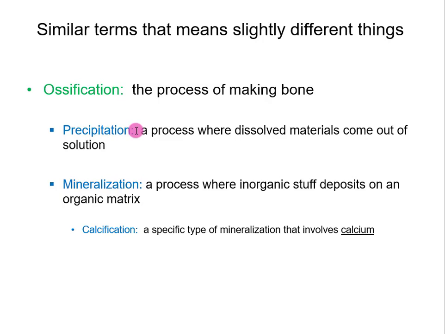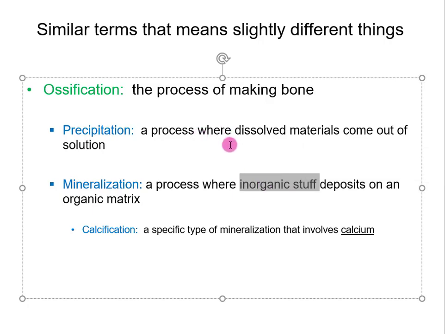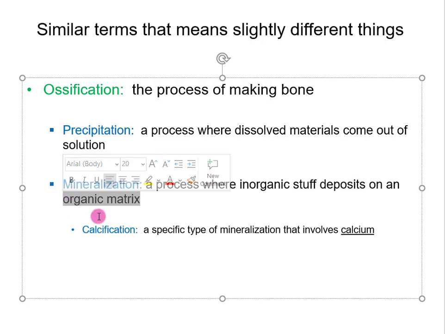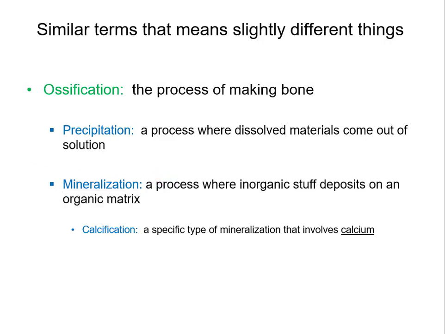Now, what does mineralization mean? Mineralization is a process where that inorganic stuff, in this case, it's going to be calcium, because calcium was dissolved in our ground substance. Then there's a precipitation process that occurs where all of a sudden that dissolved calcium forms these crystalline structures, these crystal structures. Now, then what happens with those crystal structures is they get deposited upon our organic matrix. What is the organic matrix? It's the osteoid. It's the collagen ground substance thing. And when that deposit happens, we call that mineralization. Okay, so precipitation occurs and then mineralization.